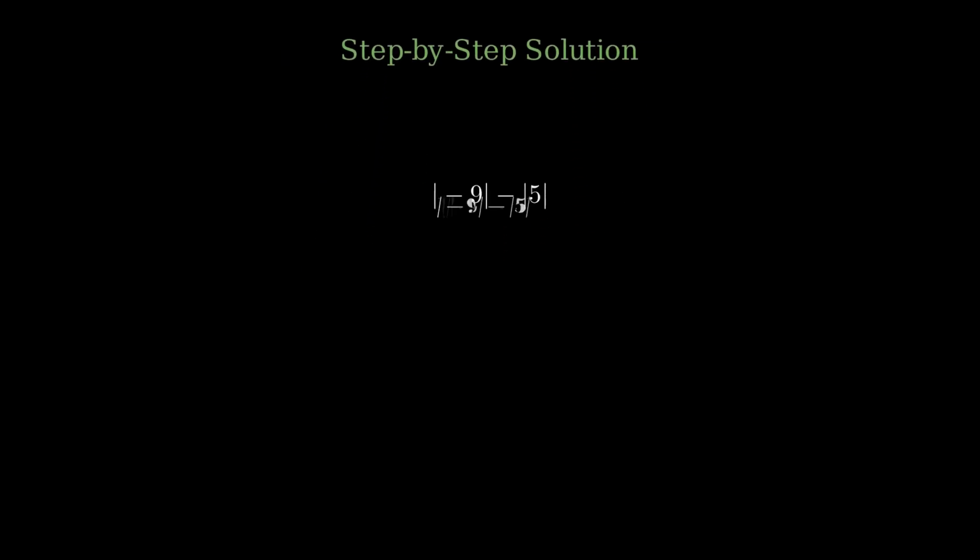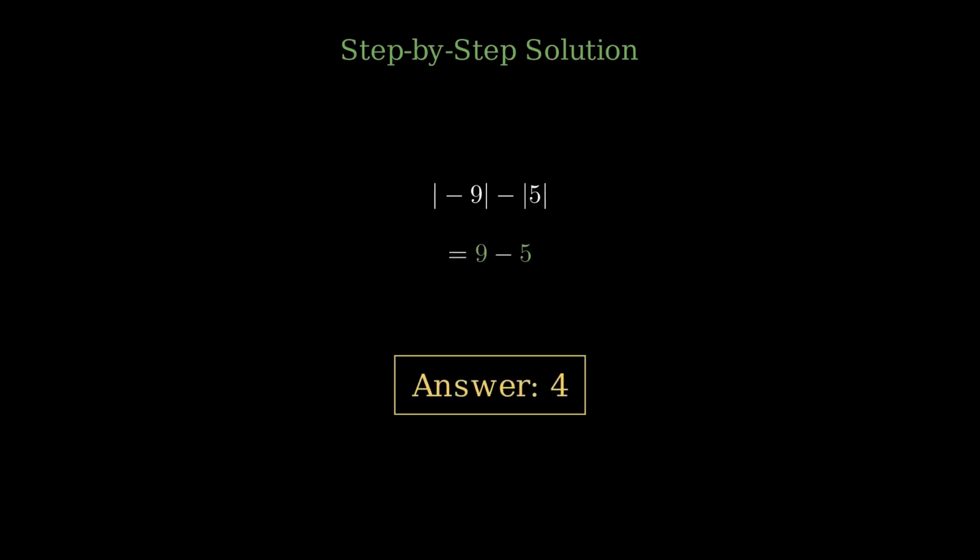Here is the solution. First, evaluate each absolute value. The absolute value of negative 9 becomes positive 9, and the absolute value of 5 remains 5. Now, substitute these values back into the expression. 9 minus 5 gives us the final answer, 4.